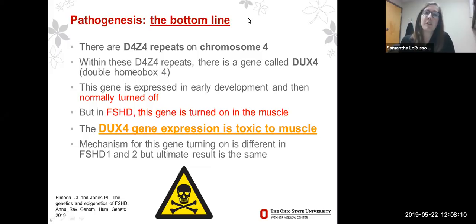So taking this a couple steps back again, the problem is located on chromosome 4, and there are these things called D4Z4 repeats on chromosome 4. And within these D4Z4 repeats, there is that gene called DUX4, or double homeobox 4. And for both FSH1 and FSH2, this DUX4 gene turning on is the cause of the disease, but the pathway to getting that gene turned on is different in type 1 and type 2.